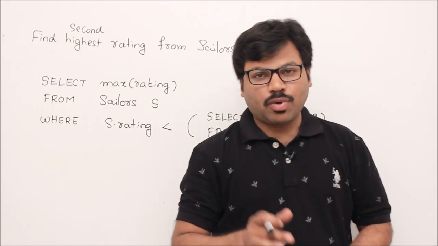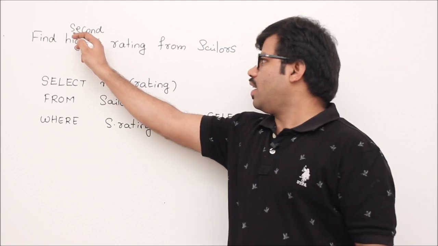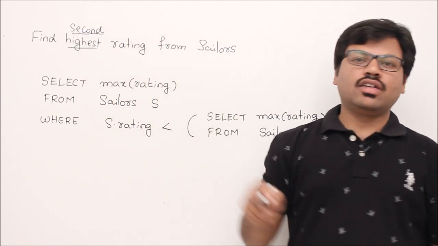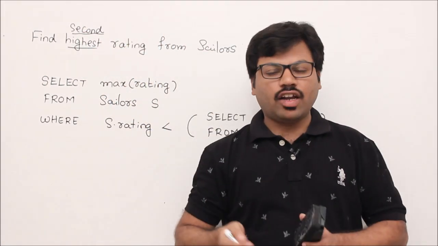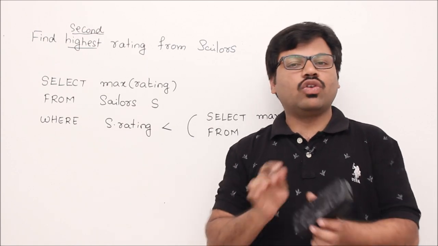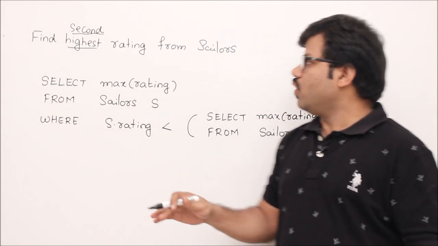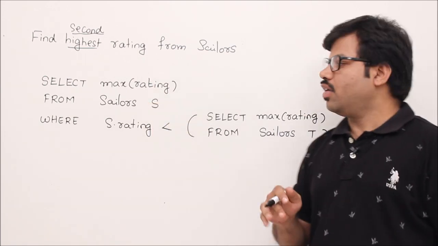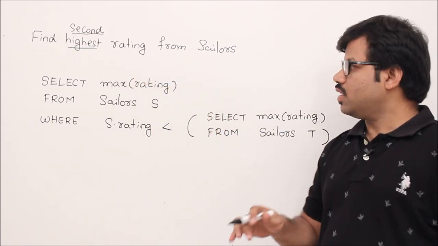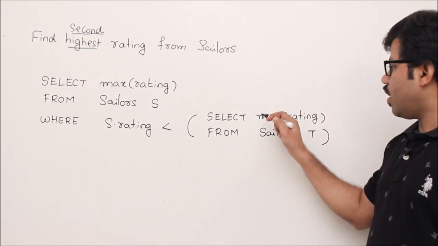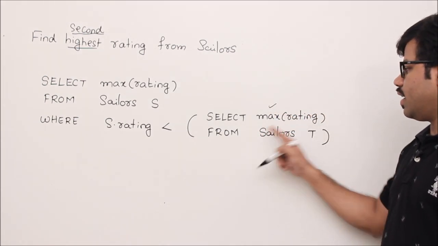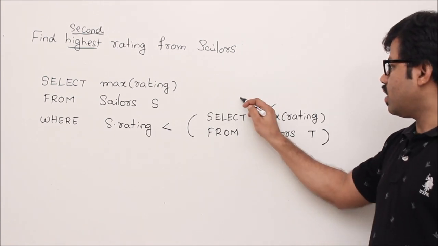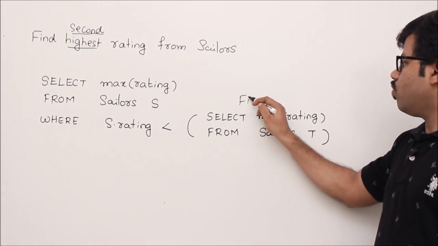Okay, let's revisit the problem of computing the second highest. How to do that? When we didn't have aggregate operators, we struggled a lot, right? We wrote a very big query. Now using aggregate operators we can do it easily. We'll see how to find the second highest. First I compute the first highest: select max rating from sailors. Semantically this query gives you the first highest.